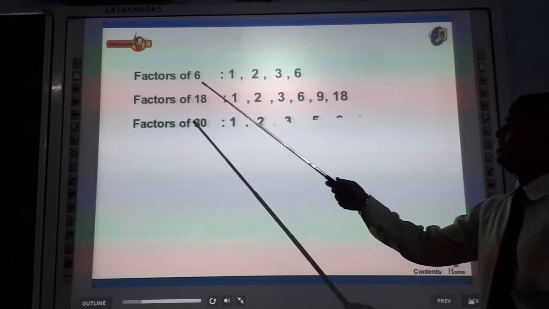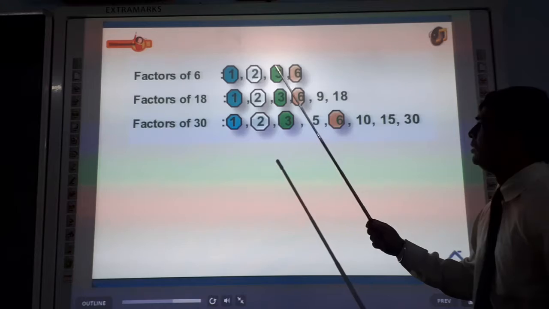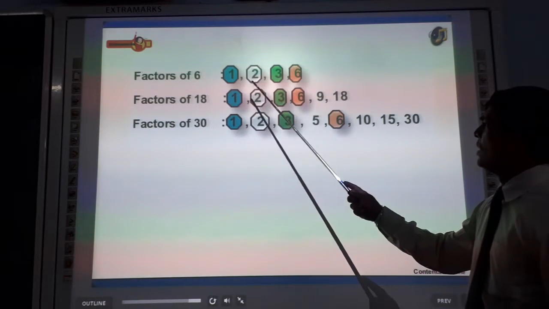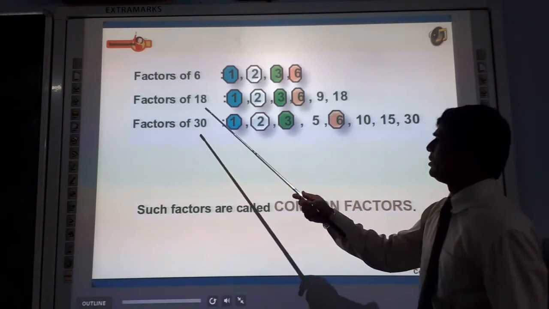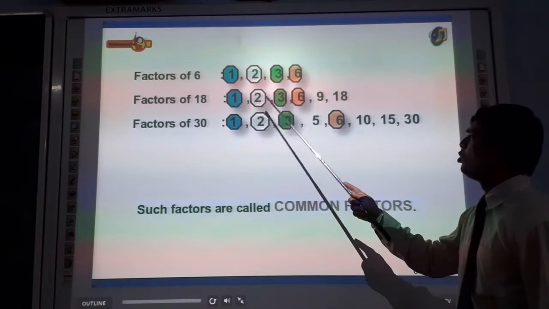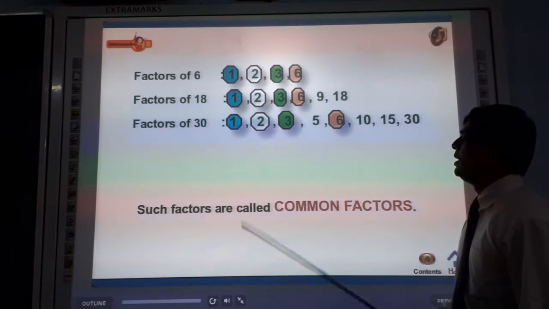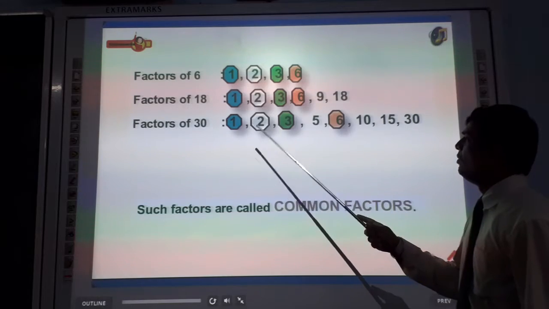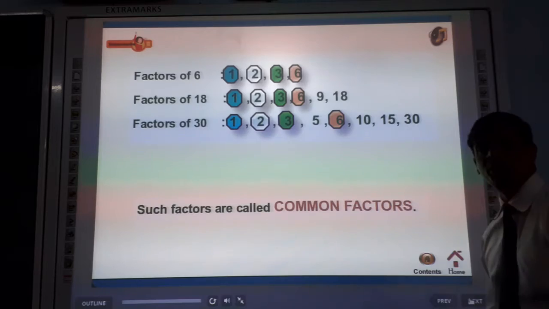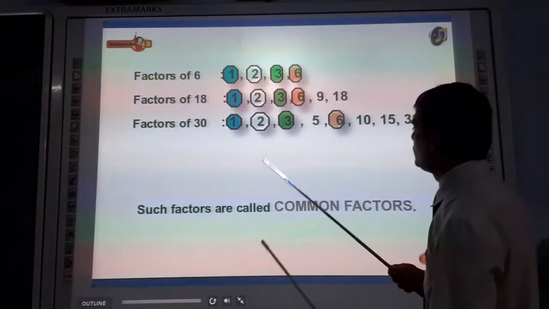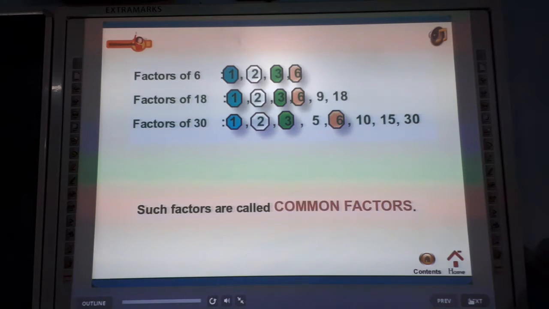Now next, factors of 6, factors of 18 and factors of 30. Factors of 6 are 1, 2, 3, 6. Okay. Now next, factors of 18 are 1, 2, 3, 6, 9, 18. And last, factors of 30: 1, 2, 3, 5, 6, 10, 15, 30. Okay student, look at this. Such factors are called common factors. Okay student.